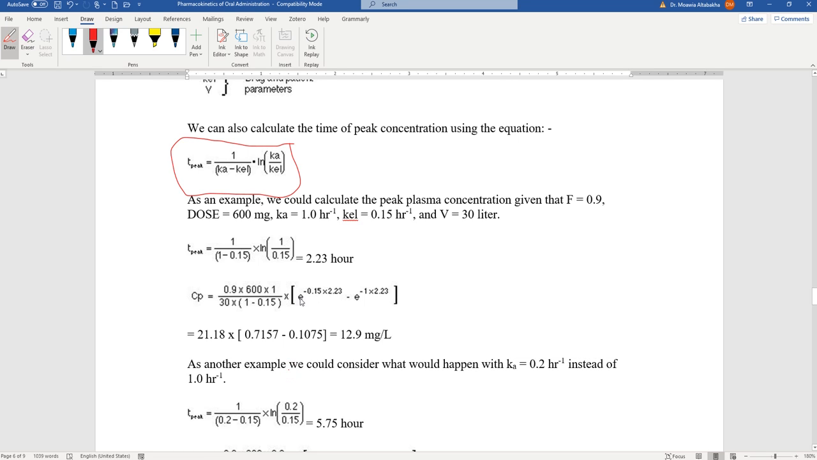Then what do I do? I multiply it by the difference between the two exponents, which is e to the power of minus Kl multiplied by T peak, minus e to the power of minus Ka multiplied by T peak. What does it give me? It gives me this concentration. So what is the maximum concentration I will reach with the patient? The maximum will be 12.9.